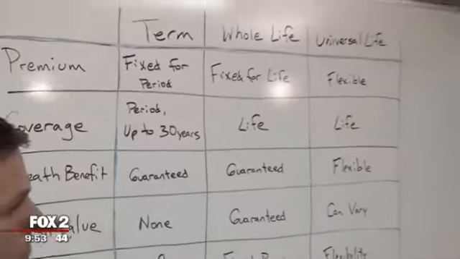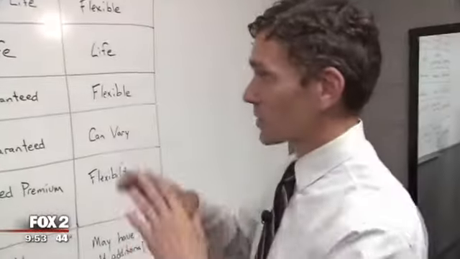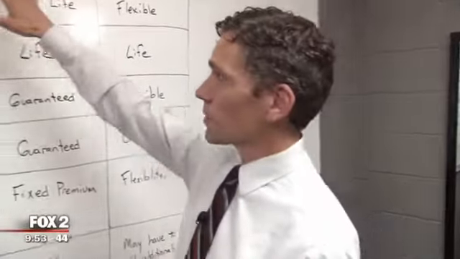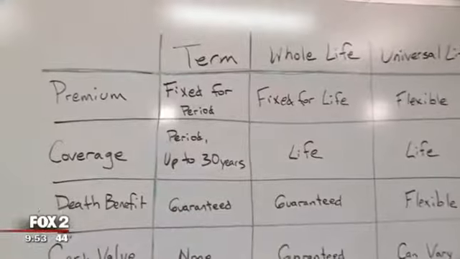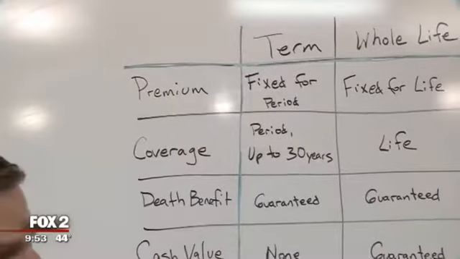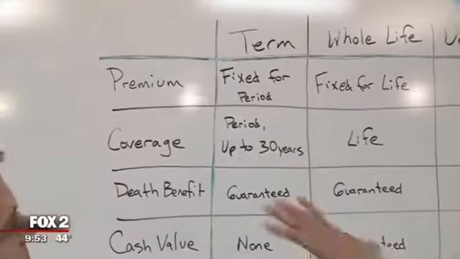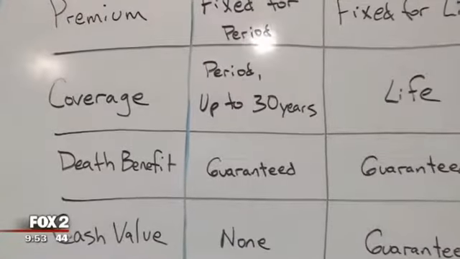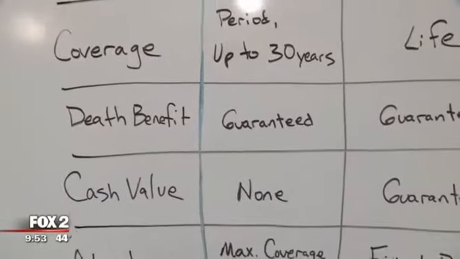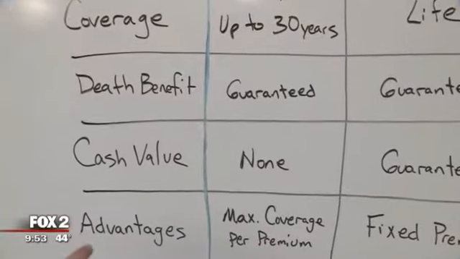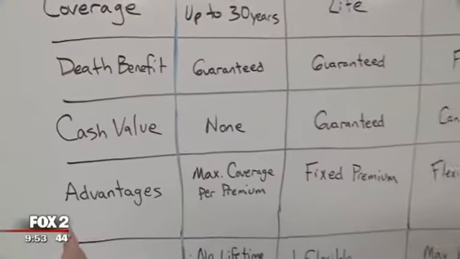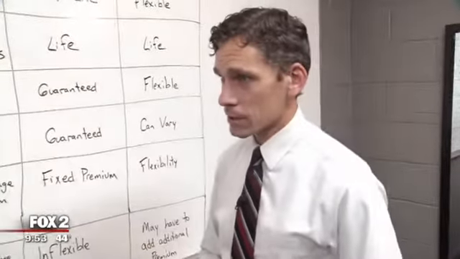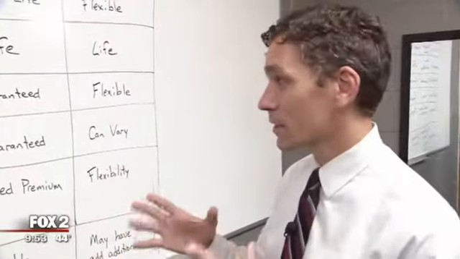Yes, and you and I have talked about this quite a bit, and because it is very complex, we're going to keep this very simple so that everybody can kind of follow along with us. But with a term policy, the premium, the money that you pay for that life insurance, is fixed for that period. The coverage is for a set period of time. It can be up to 30 years. The death benefit is guaranteed. Your death benefit won't change with a term policy. What does death benefit mean? It's how much money your spouse is going to get when you pass away. There is no cash value with a term policy. It's not a savings type of vehicle at all.